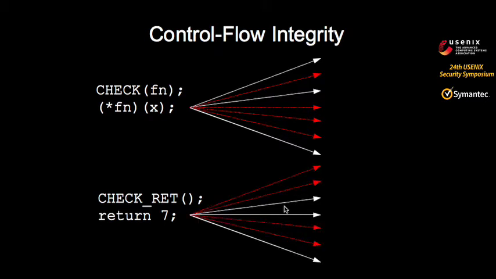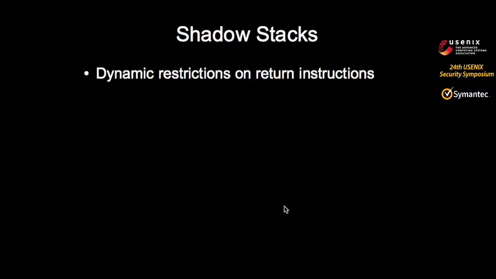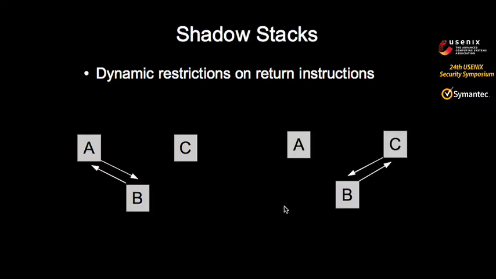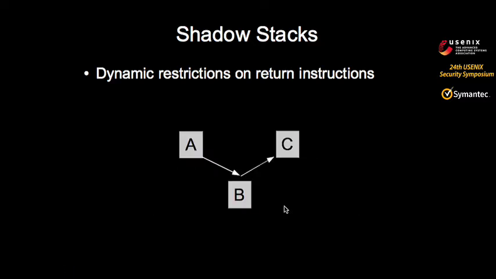So that's half of CFI. The other half of CFI is the idea of a shadow stack. And with the shadow stack, what we do is we have dynamic restrictions on the values that we can return to. What I mean by this is, imagine that we have 3 functions, A, B, and C. And we have a call from A to B. We had better make sure that the return from B goes back into A. Same thing if we have the call from C into B, we better make sure the return from B goes back into C.